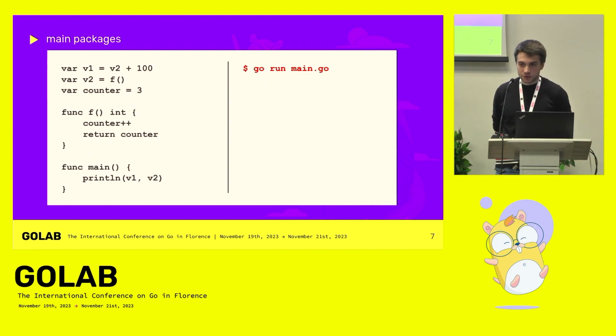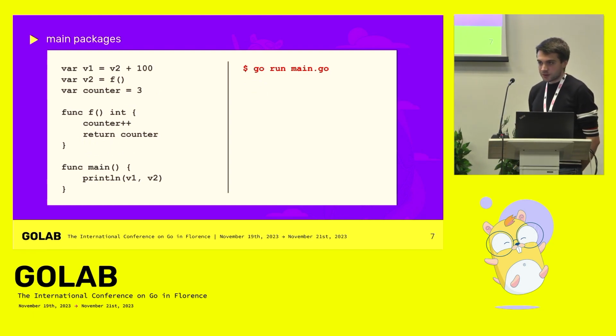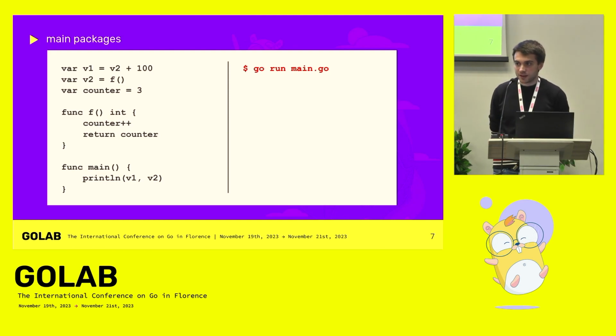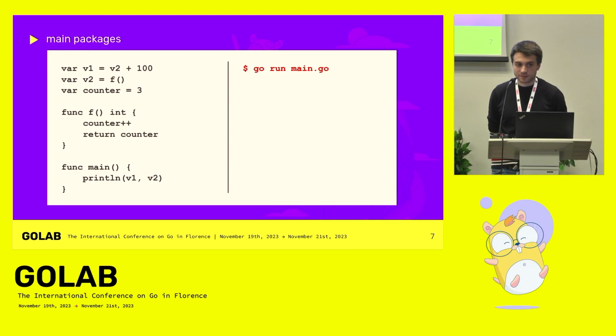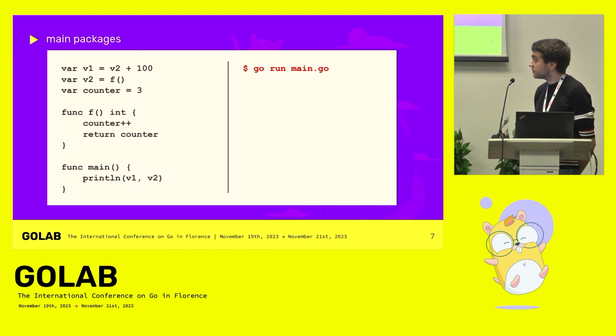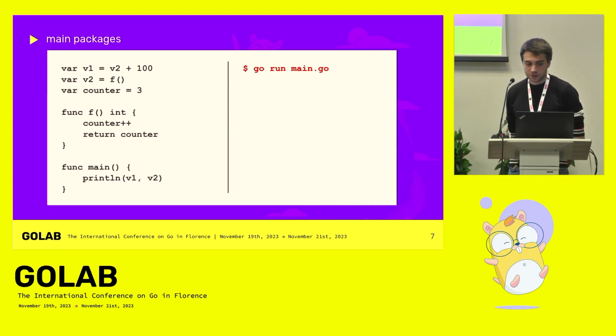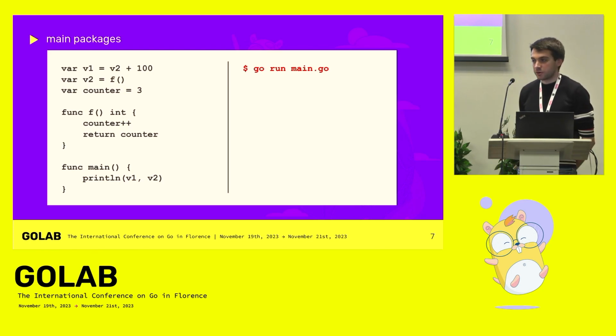Here's a more contrived example. So I'm going to let you look at it for 10 seconds and think about what might happen when you run this. So you've got three globals, right? v1 adds v2 with 100, v2 calls f, which increments counter and returns it, and the counter is 3.